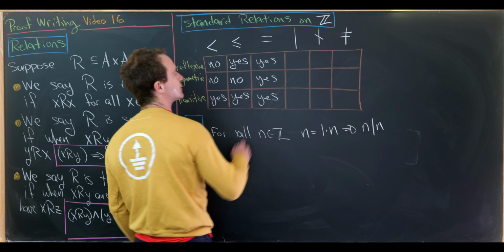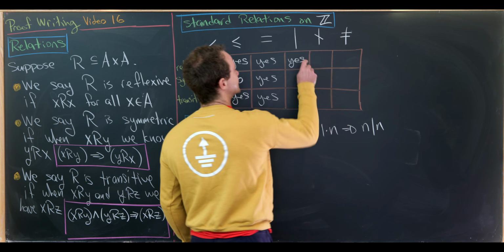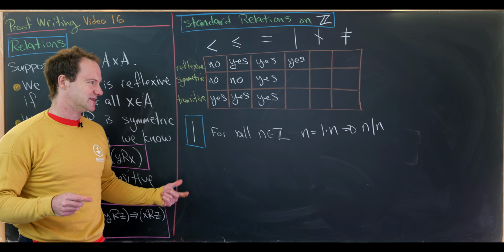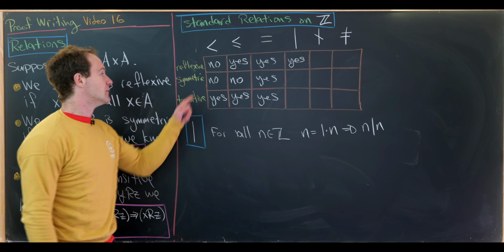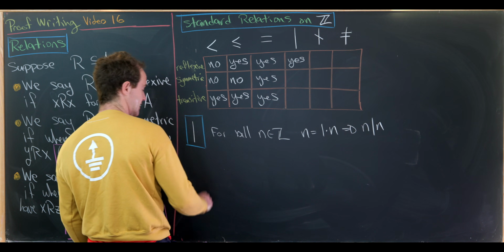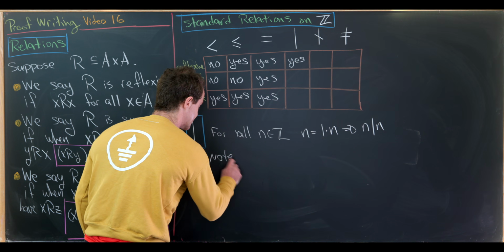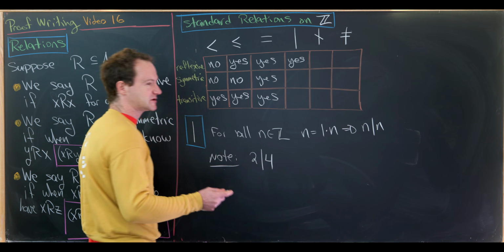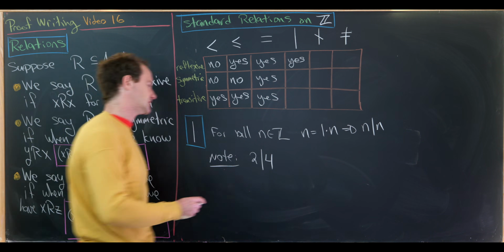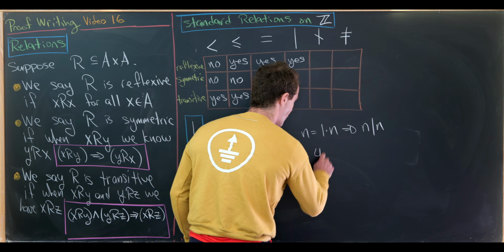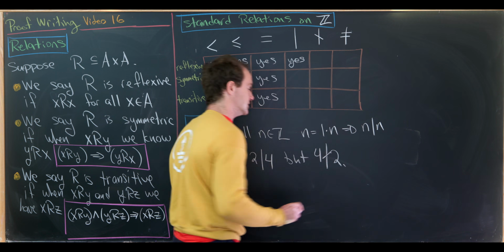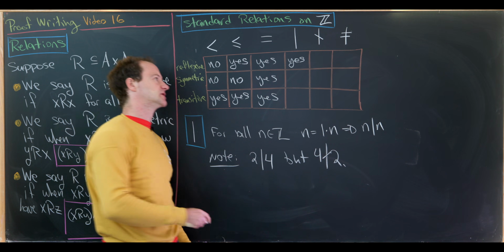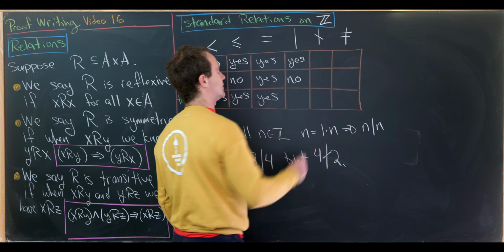Okay, so we can go over here and put yes, it is reflexive. And shortly, that's just because everything divides itself. But it is not symmetric. And that's because, for example, 2 divides 4. So 2 most definitely divides 4 because 4 is 2 times 2. But 4 does not divide 2. But in order for it to be symmetric, 4 would have to divide 2. So anyway, that's our counterexample for symmetry.